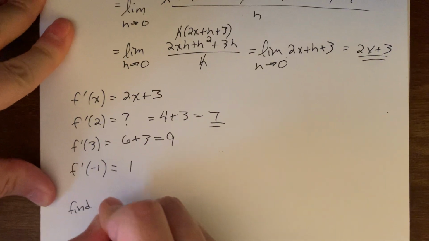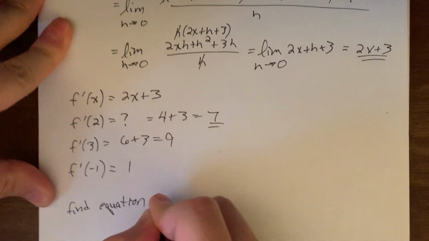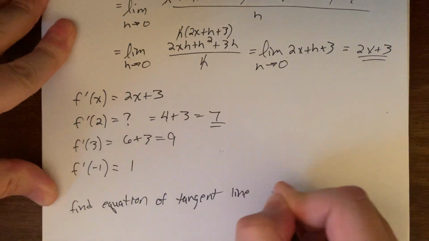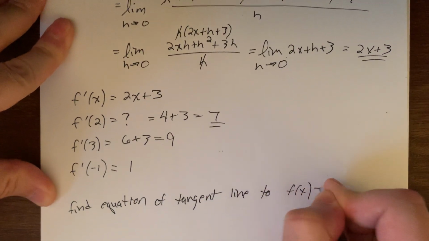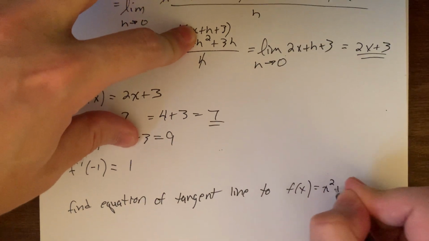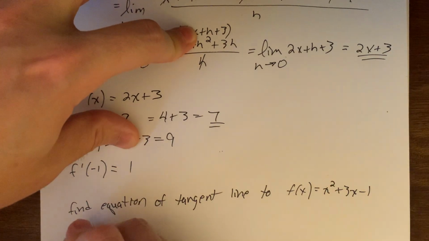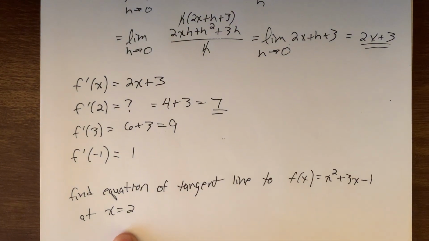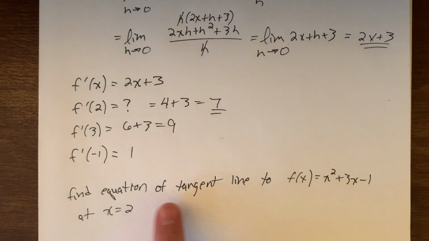Let's find the equation of the tangent line to f of x. Let's still use that same f of x one more time at x equals 2. There's your problem. Find the equation of the tangent line.